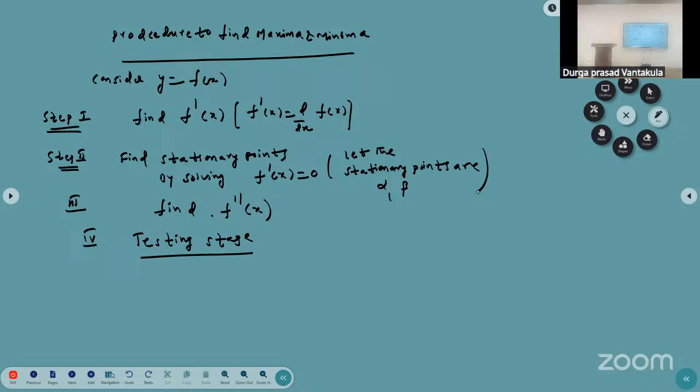One lip. What is step 1? Finding. Already f of x is given. What are you going to find? F of x is in the question only. What are you supposed to find in step 1? F dash x. What does f dash mean?